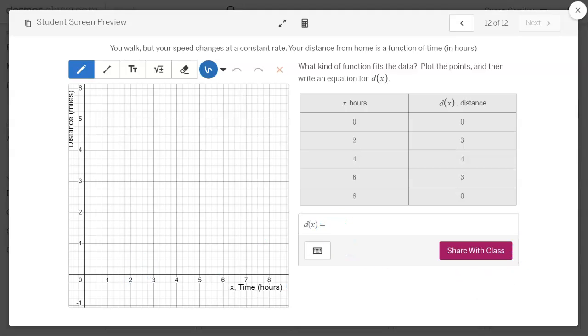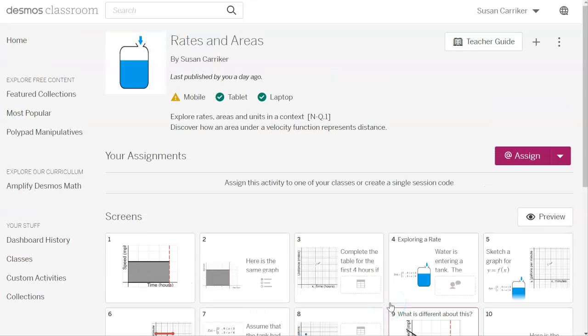And what's cool is there's 3 options for this equation. They can put it in vertex form, which should be pretty easy to figure out. They could put it in factored form, also very easy to figure out, or they could put it in standard form. I'm not sure that's as easy to figure out, but any of the forms can be correct as long as they intersect all the data. And that concludes our rates and areas Desmos activity.